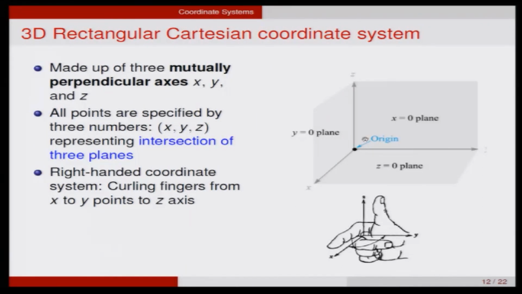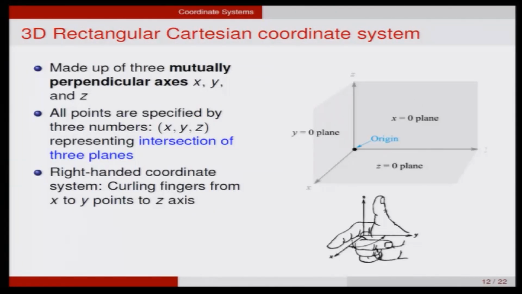Now, if I want to specify a general (x, y, z) point, how do I specify it? Well, you have to put up 3 mutually perpendicular planes there. You have to put up an x is equal to constant plane, a y is equal to constant plane, and a z is equal to constant plane. So, you have to put up 3 mutually perpendicular planes so as to specify any point. Clearly, any point in a 3-dimensional space will have to be specified by 3 values.